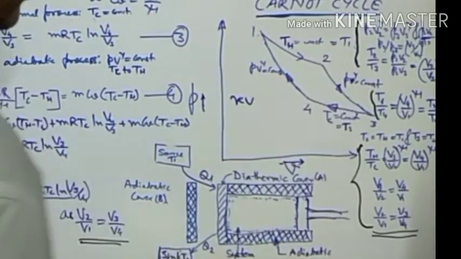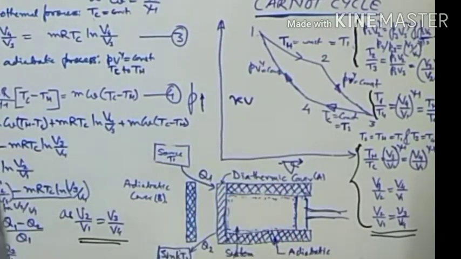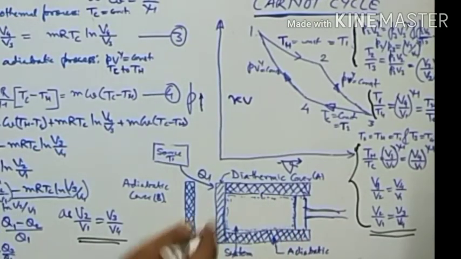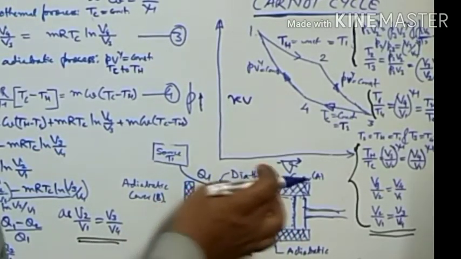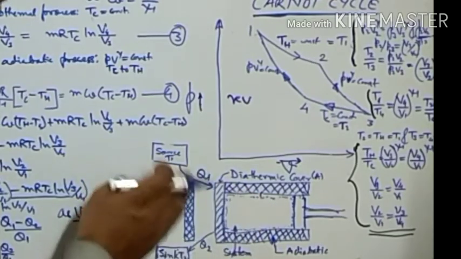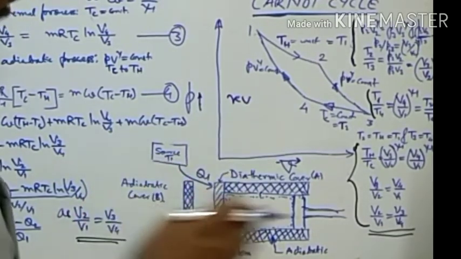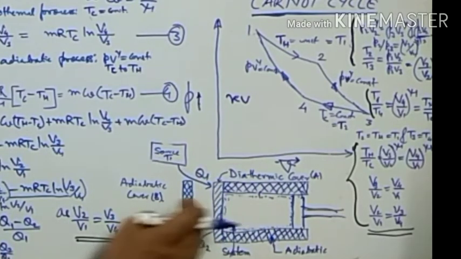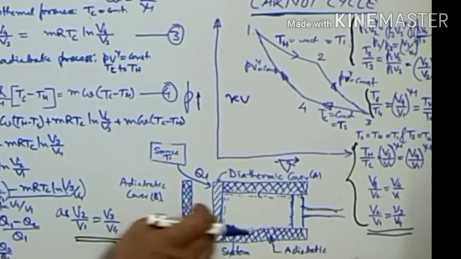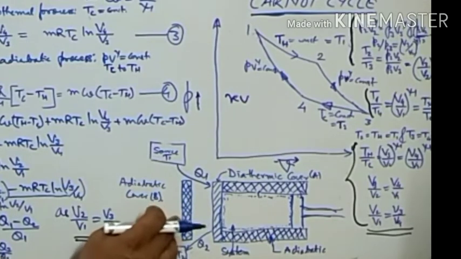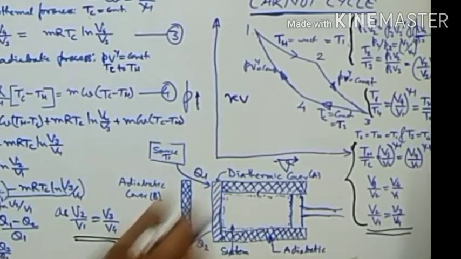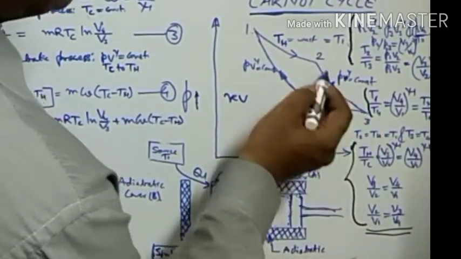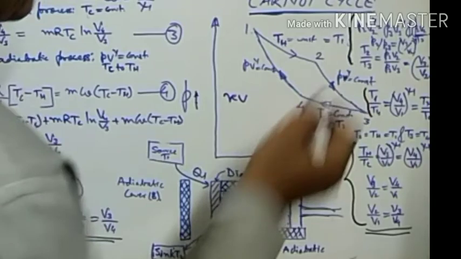When we reach the point 2, up to this point somewhere we have reached, at this particular point we'll remove this diathermic wall which is conductive, which allows the heat to enter. We'll remove this diathermic wall and instead of this we'll put the adiabatic cover at this place, and then the piston will move further backward, that is the expansion will be happening as PV to the power gamma equals constant.